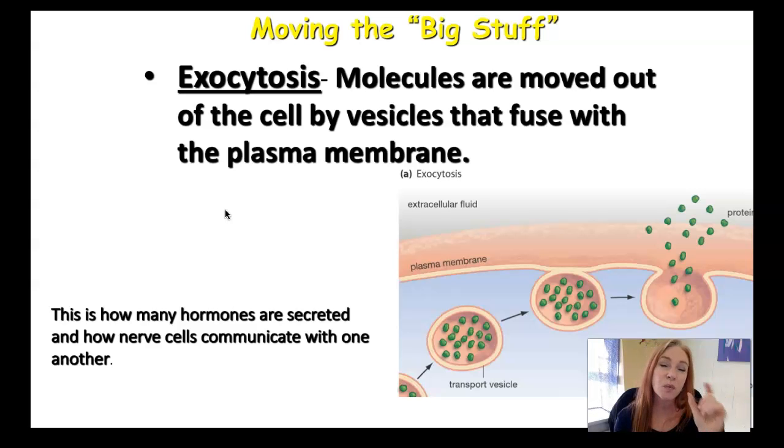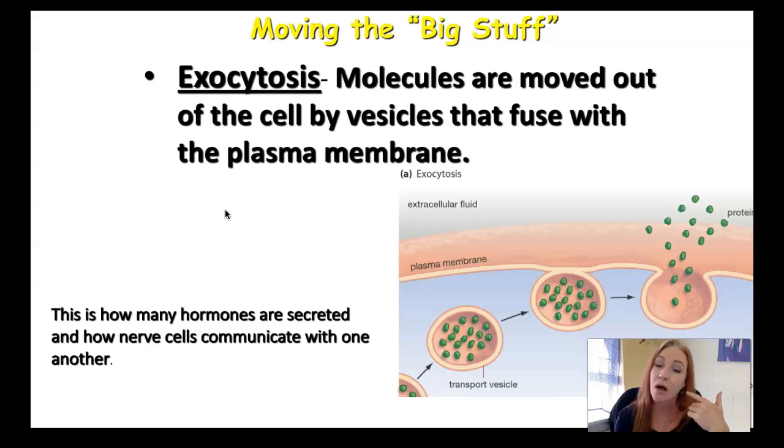The word part cyto, here's a thing to keep in your back pocket. The word part cyto always means cell. Whenever you see C-Y-T-O, that means cell, something to do with a cell. Okay? So exocytosis is moving large molecules out of a cell. Cells all make a product. Every cell in your body makes a product.